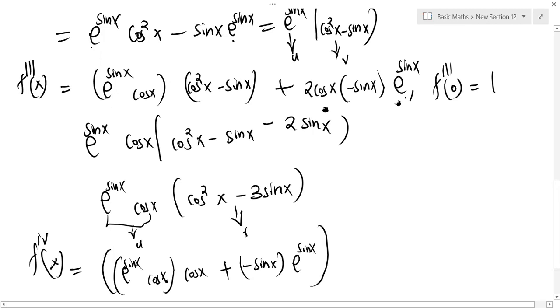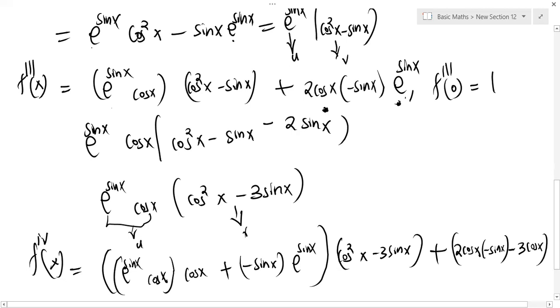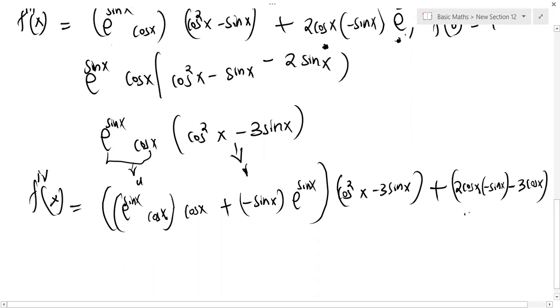All this is just u prime. So u prime multiplied with v, and our v is cos squared x minus 3 sine x, plus v prime. So differentiating this, differentiating cos squared x first of all, we'll have 2 cos x into minus sine x. And then differentiating minus 3 sine x, we'll have minus 3 cos x. So the whole of this is v prime multiplied by u. And our u, I'll just write it here, exponential sine x cos x.